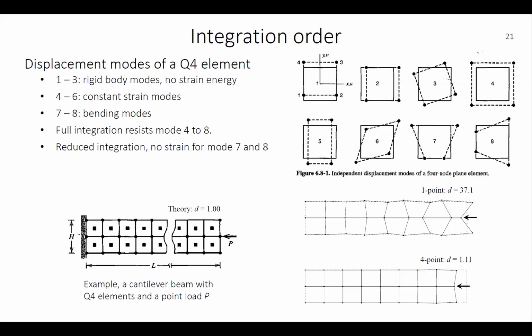If we instead use a 4-point quadrature rule, 2 by 2 points, we have a displacement that is overestimated by some 10%. So it's way better than this reduced integration in this specific case.